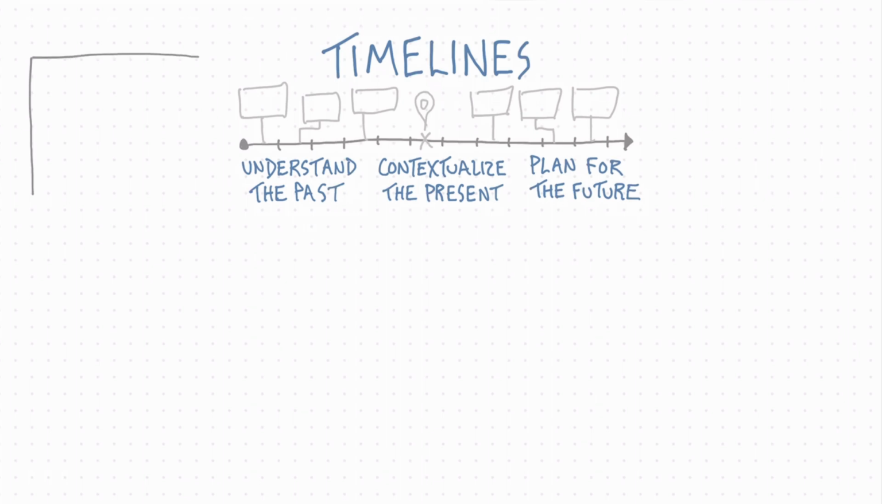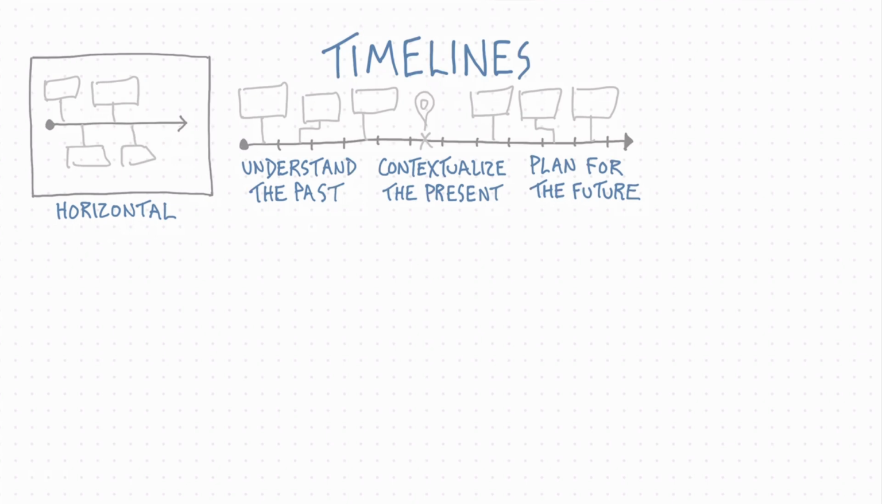The first structure that I'll identify is the one that you've seen, this horizontal structure here, where time moves left to right, and the elements that you add to your timeline can either go above or below that line. This is the structure that you are no doubt the most familiar with.